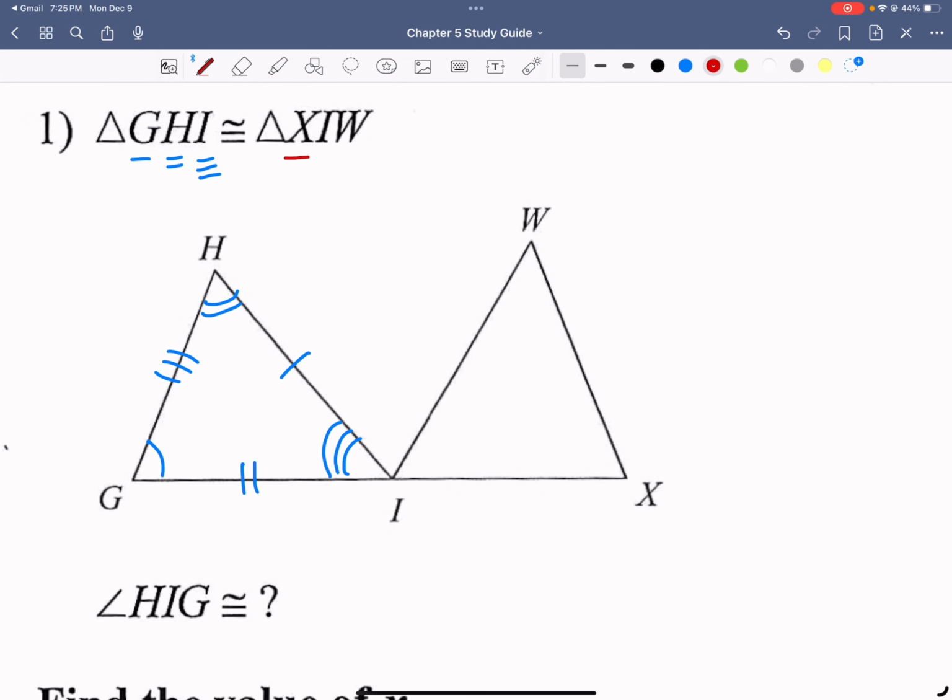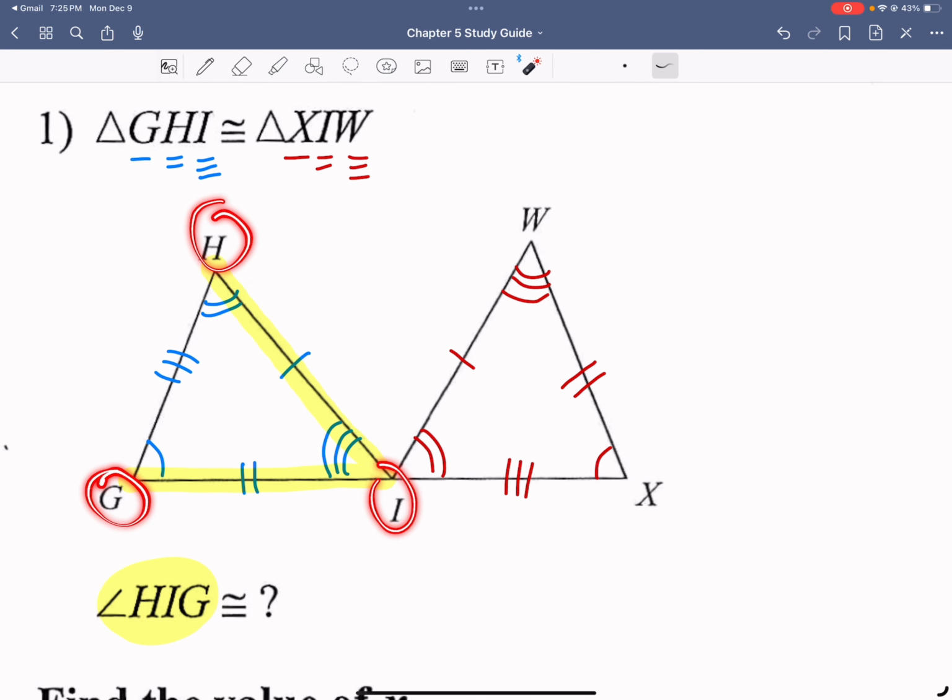And then let's do the second one. We have XIW. So again, straight across from the one angle is 1, 2, 3. If you're wondering how I got that, again, just look straight across, and that's going to give you the number of tick marks. Now the question being asked is, what is angle HIG? Which one is that congruent to?